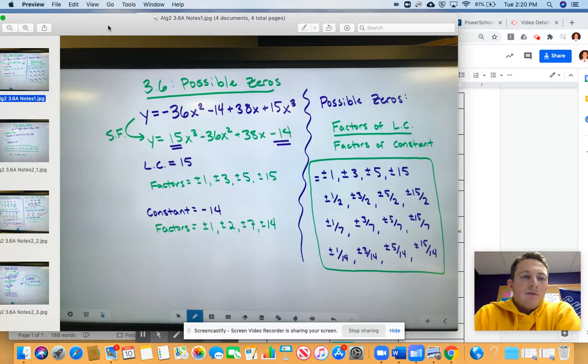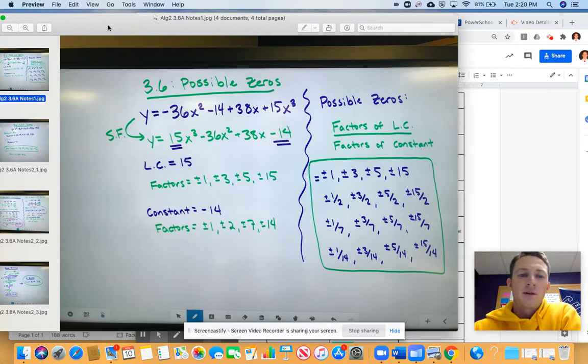Okay, Algebra 2, moving on to 3.6, we are just going to do problems 1 through 5 on the homework today. So we're going to call this 3.6A. Problems 1 through 4, we are going to find the possible zeros of a polynomial.